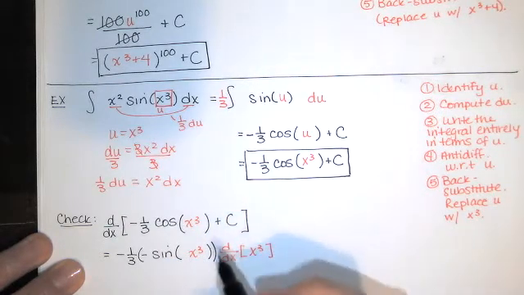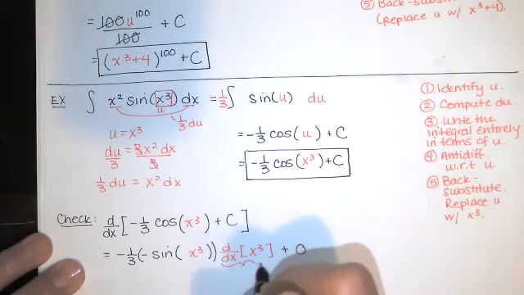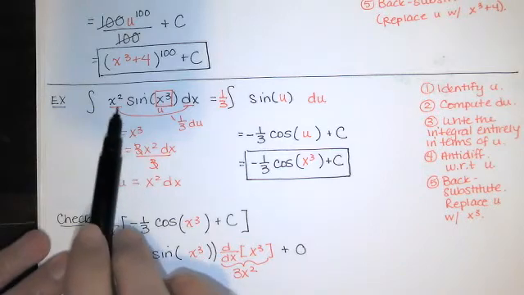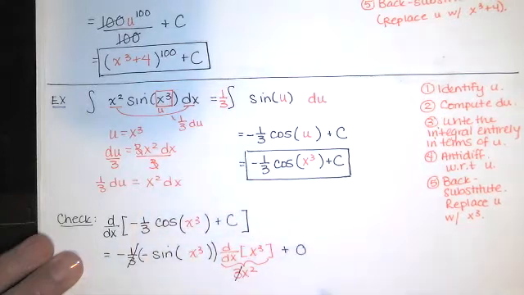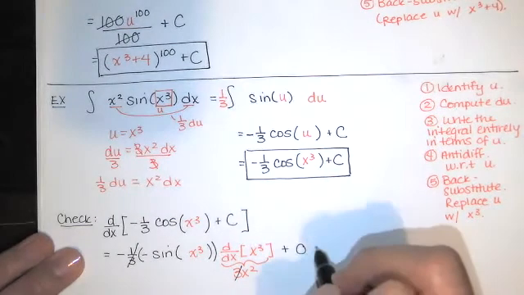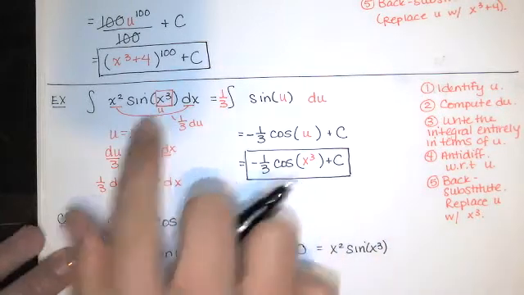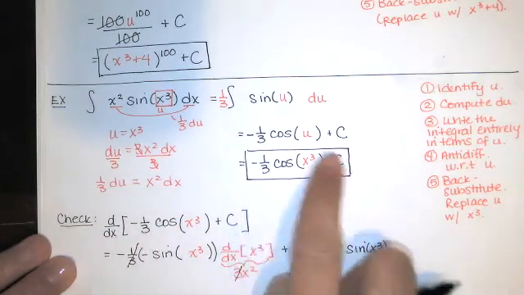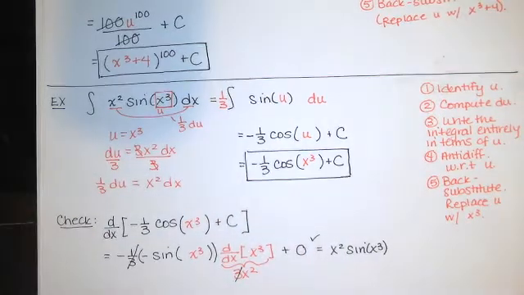And then we add the derivative of a constant. The derivative of c is 0. The derivative of x cubed is 3x squared. And let's see if we simplify to get this. I've got a negative times a negative is a positive. 1/3 times 3 is 1. And so I've got an x squared times the sine of x cubed. Is that our original integrand? It is. So that means we did it right. It checks out. The derivative of the antiderivative should always be the original integrand. It should be exactly what we started with. Okay, so let's do another one.